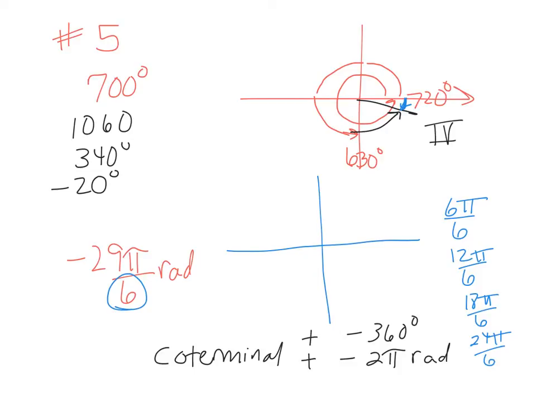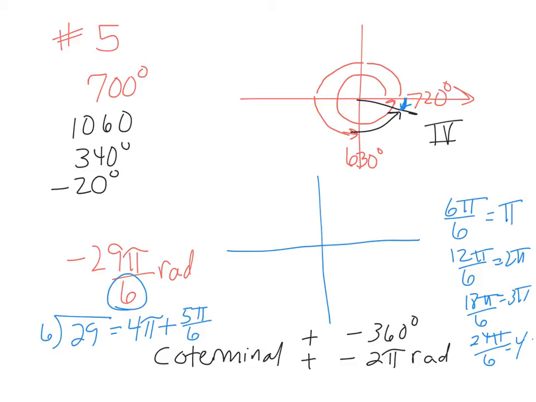I just can divide my 6 into my top number. So 29 divided by 6 is going to give me 4 pi plus an additional 5 pi over 6. That's my remainder, right? So this is equal to 1 pi, and this is equal to 2 pi, and this is equal to 3 pi, and this is equal to 4 pi, and I have 5 pi over 6 left.